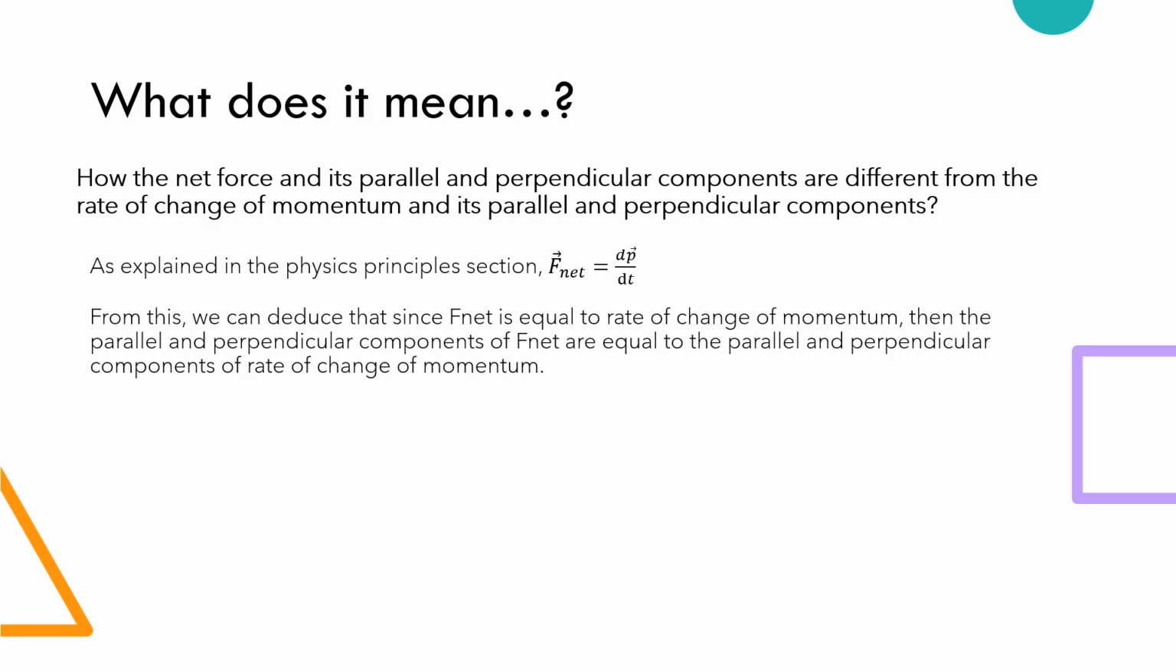So what does it mean? How are the net force and its parallel and perpendicular components different from the rate of change of momentum and its parallel and perpendicular components? As explained in the physics principles section, F net is equal to dp/dt. From this we can deduce that since F net is equal to the rate of change of momentum, then the parallel and perpendicular components of F net are equal to the parallel and perpendicular components of the rate of change of momentum.